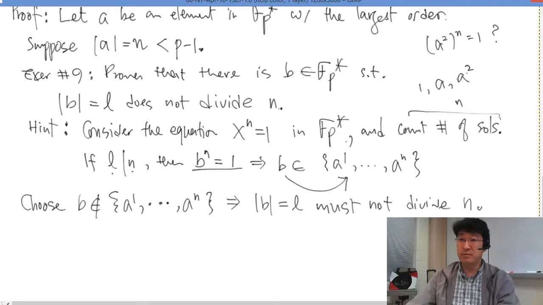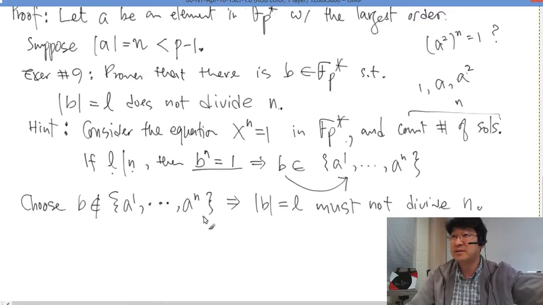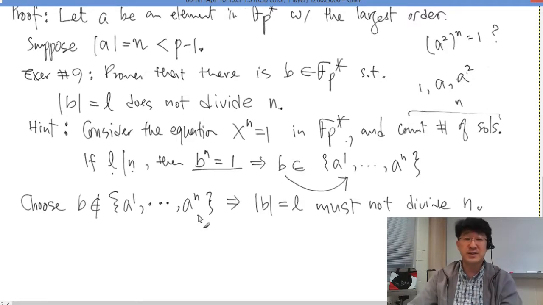Can you explain that again? If it divides, it must be in there, right? It's a contrapositive statement. If it is not in there, it's out there. So why can't we choose that b is an outside element? Because this is not p minus 1. There must be something out there. This is less than p minus 1. So if I choose b outside this thing, I guarantee that the order L does not divide n. Is that right? Okay, so that's the answer to exercise 9.